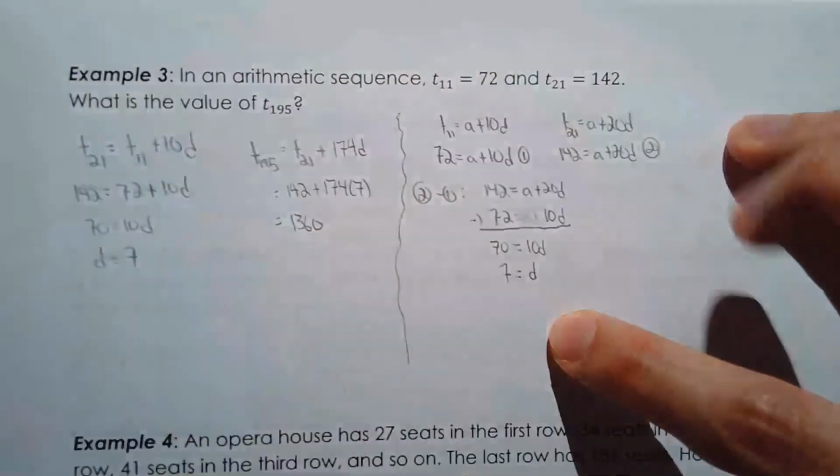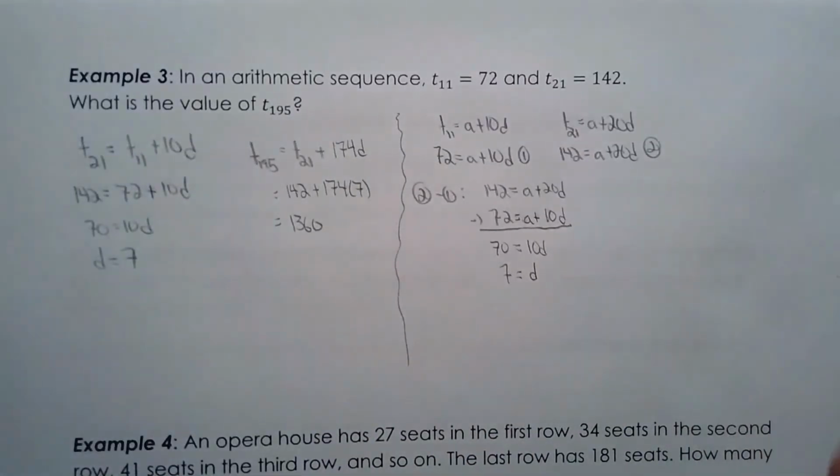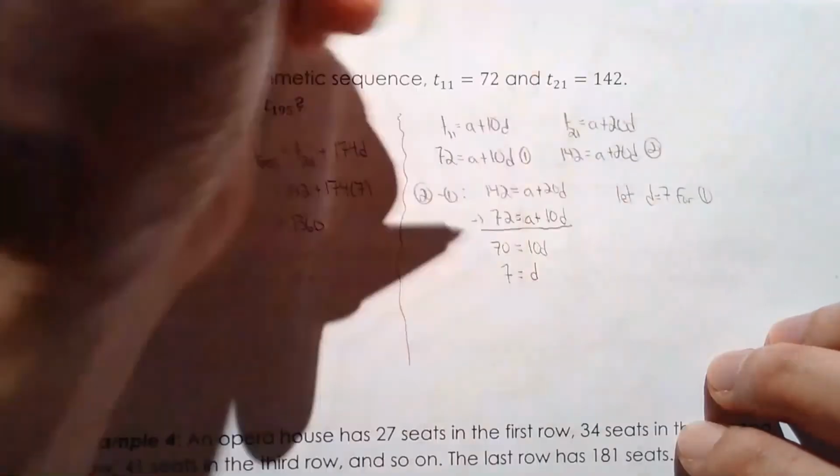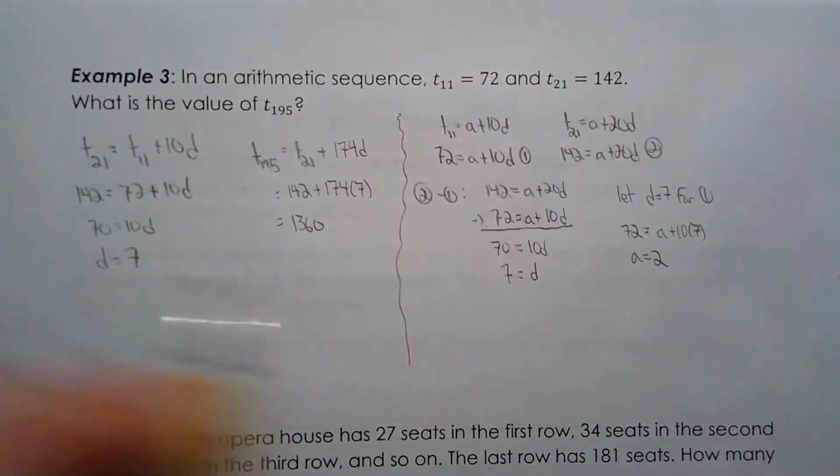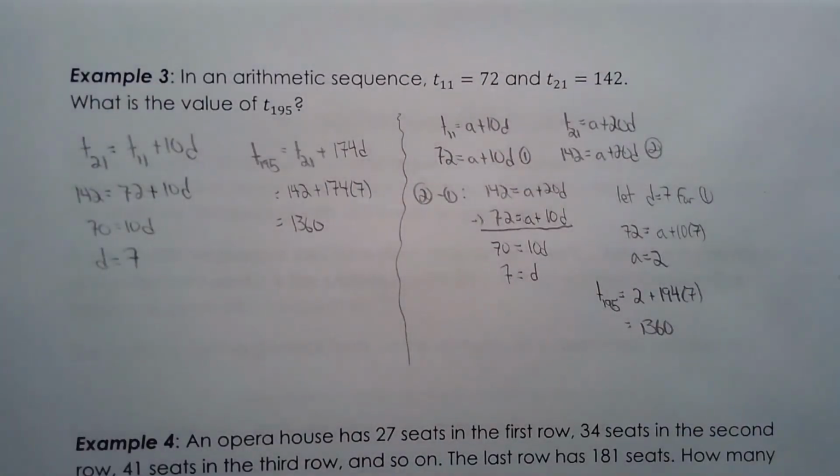Let's solve for a. If you think about it, you don't really need the first term. All right, let d equal 7 for equation 1. So that means 72 equals a plus 10 times 7. So a is equal to 2. So I have the first term, so I can find the 195th term. So t sub 195, the 195th term, is equal to a plus 194 times 7, which is 1360. So either way, you'll get 1360 as the value of your 195th term.